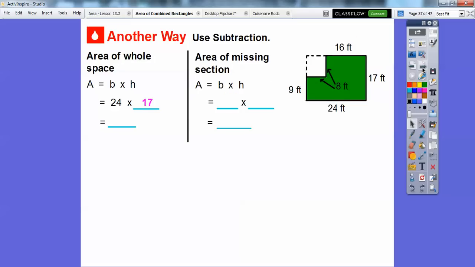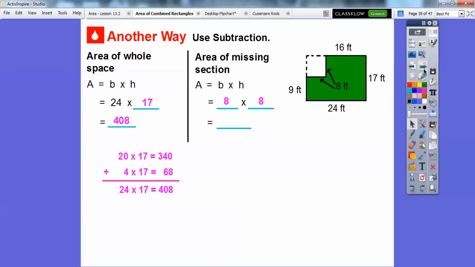Okay, so and then this little piece right here, we're going to take off this little square, 8 by 8 right here, okay? So whatever 24 times 17 is the whole figure, and then 8 by 8 is this little guy, so we're just going to cut that off and take it off right there, okay?